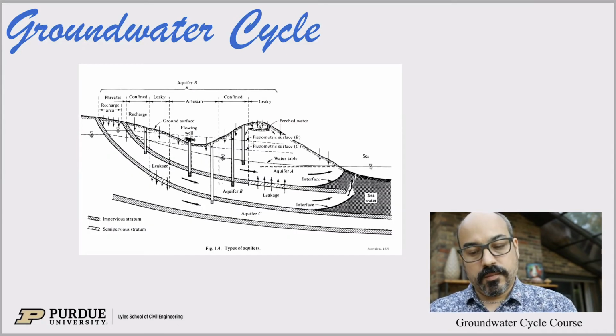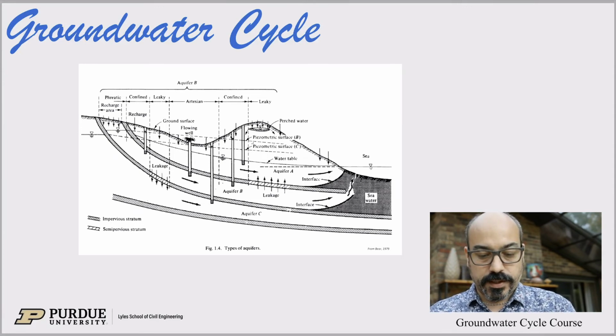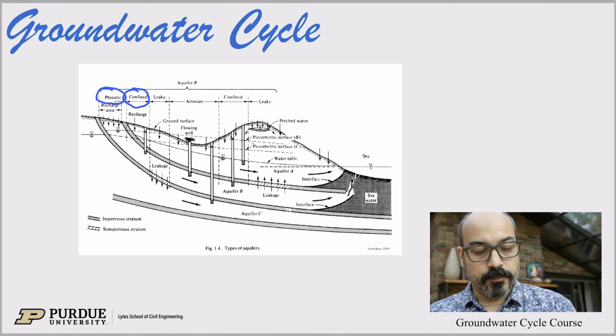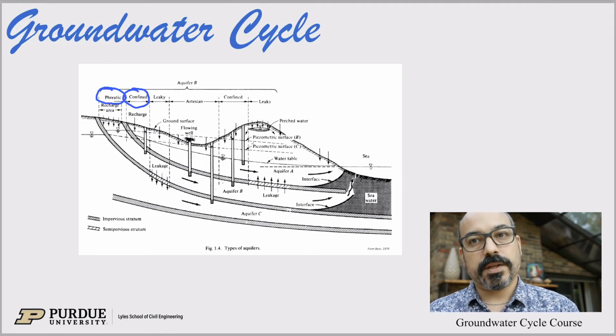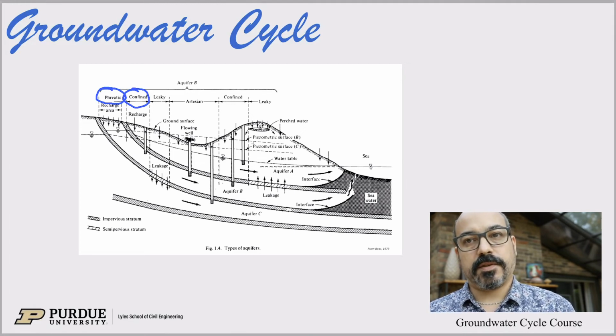Okay, now moving on to the actual aquifers and their definitions, right? There are essentially two main types of aquifers, which are confined and unconfined. In the Bear book, he uses phreatic, which means unconfined. What we'll use in this class is unconfined. So the two main types of aquifers are unconfined and confined.